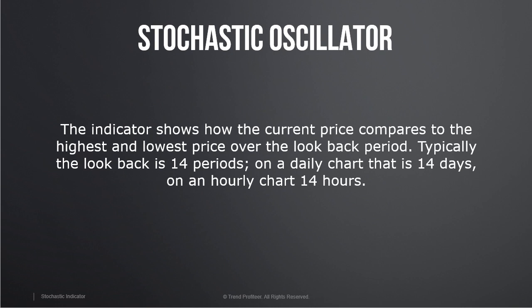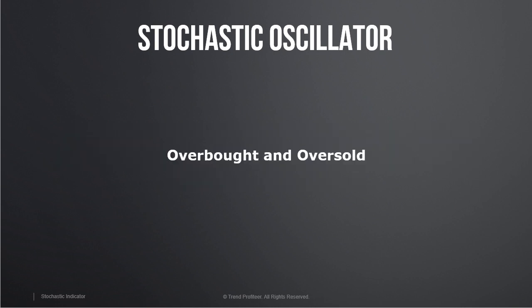Now, the indicator shows how the current price compares to the highest and lowest price over the look back period. Typically, the look back is 14 periods. On a daily chart, that's 14 days. On an hourly chart, 14 hours. We've got it customized in the profiteer system to work in harmony with the other indicators, so it's best to leave those settings as is for everything to work as expected.